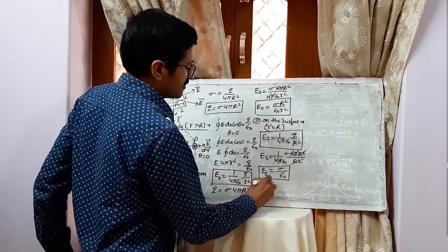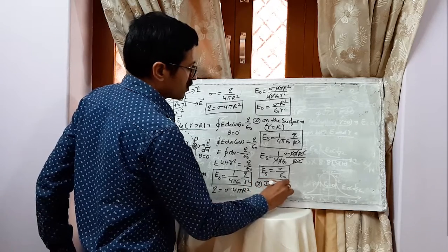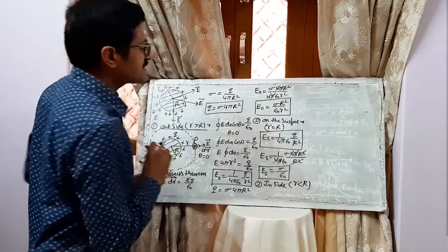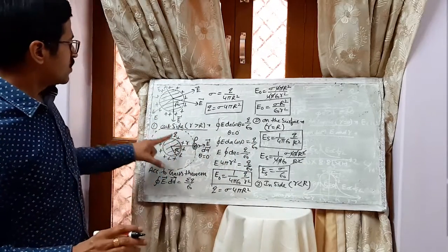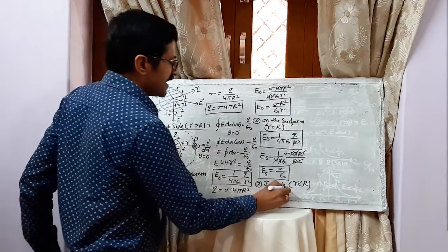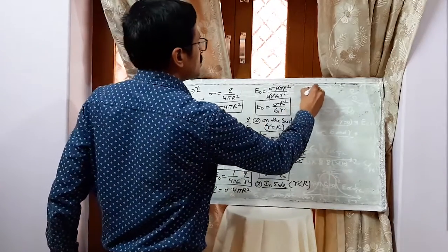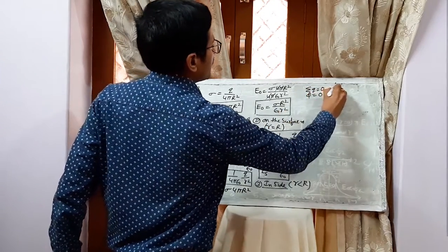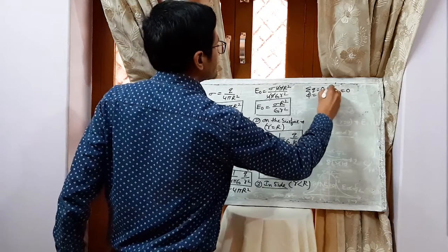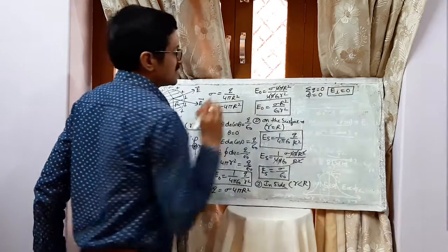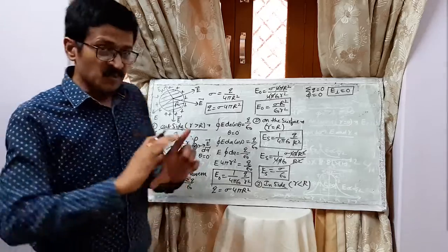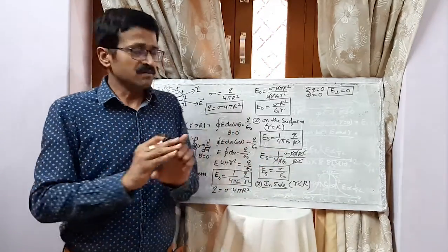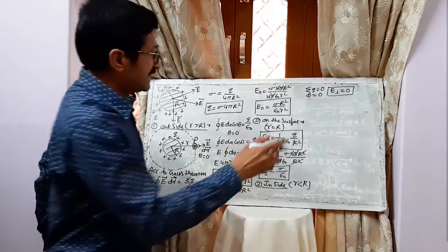Then inside. What about inside? Inside is small r less than capital R. Since inside there is no charge present, means inside sigma q is equal to 0, then flux phi is equal to 0, then electric field intensity inside will be 0. Remember, there is no charge inside, so there is no flux. Whenever there is no flux, there will be no electric field intensity.